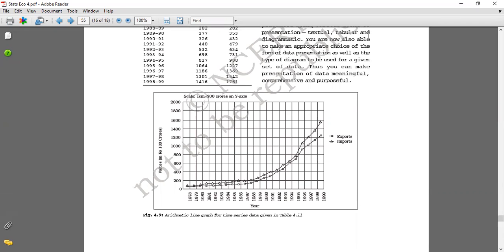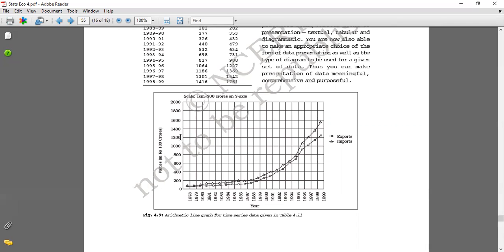So how can we do it? For making the time series graph, what precautions do we have to take and how can we make it? Plot time along the x-axis. Here the years are allotted, as in the example you have seen in the table, graph number 4.9. The other variable is dependent on time, so whatever variable is given, in rupees, in crores, maybe people, maybe things, we have to put on the y-axis.